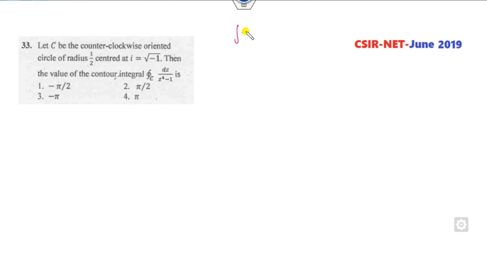So what is that? This is dz over z^4 minus 1. So I can write this as (z minus 1)(z plus 1)(z plus iota)(z minus iota). Now you can draw the curve.